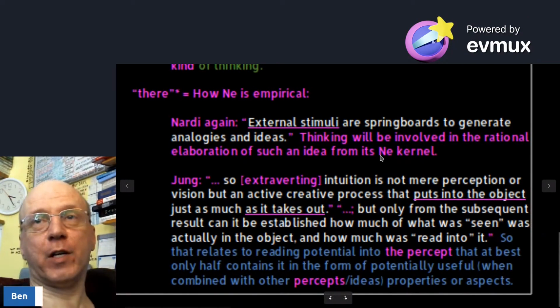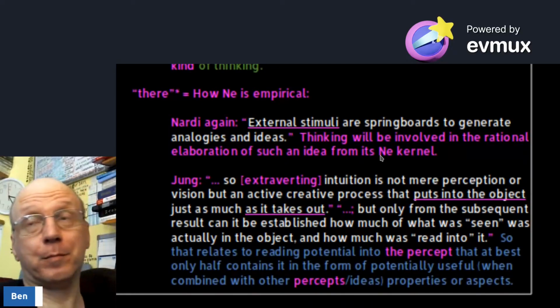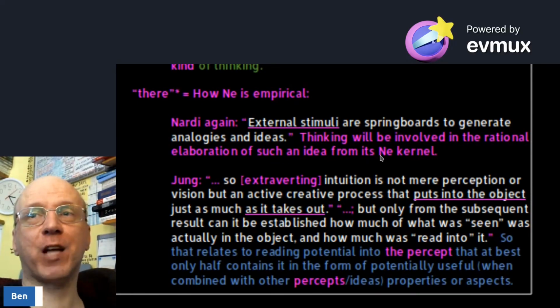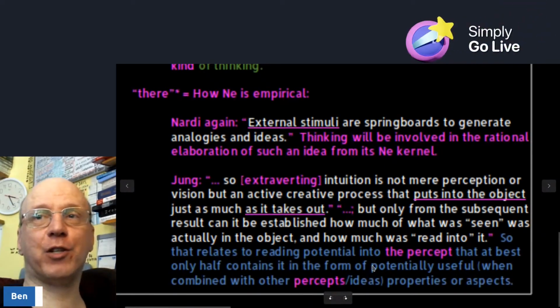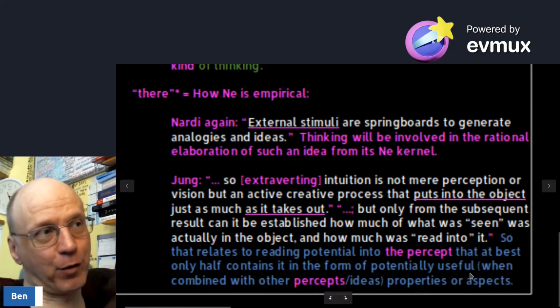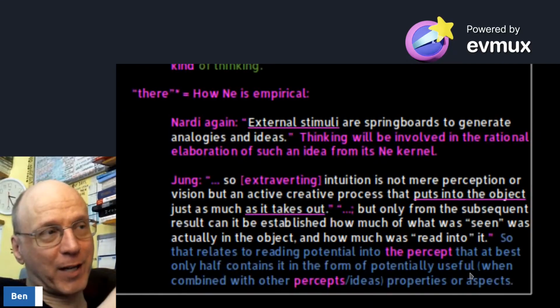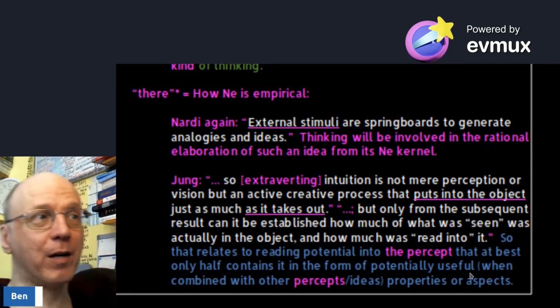Jung: extroverting is not mere perception or vision, but an active creative process that puts into the object, the percept, because again, it could be a sound, but only from the subsequent result can it be established how much was seen and how much was actually in the object and how much was read into it. So afterwards, you can join the dots. That relates to reading potential into the percept that at best only half contains it, in the form of potentially useful when combined with other percepts, ideas, properties, or aspects. And it has to be within a given object, because if you show that to a cave person, the cave person is not going to be able to do that cross-contextual thinking, because it won't be able to make the connection between A and B, because it won't know about B.